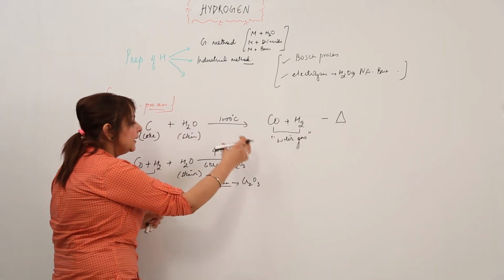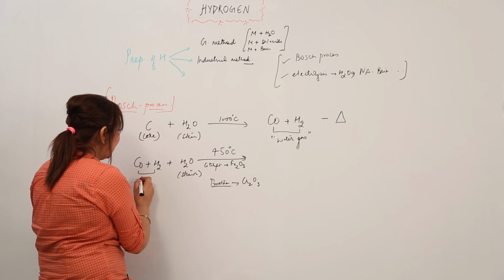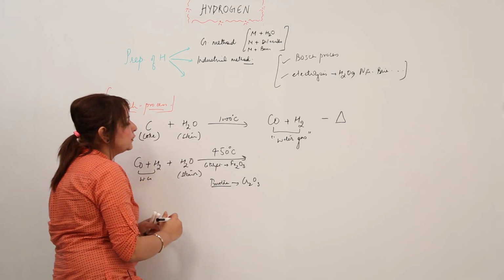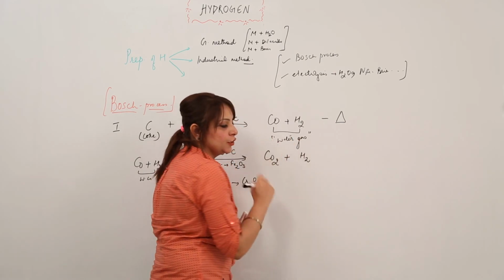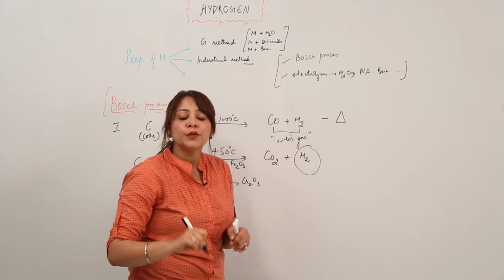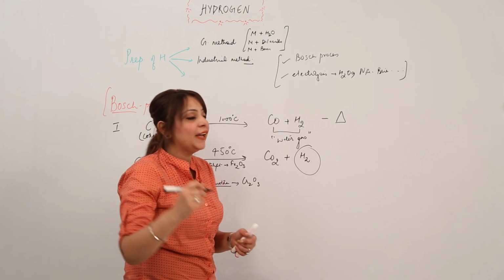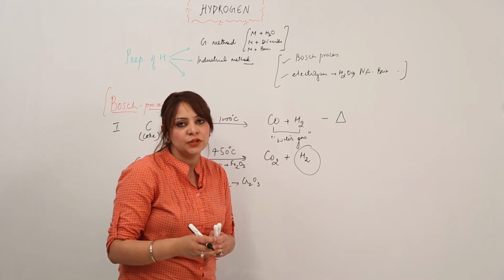And in the presence of these two, this water gas reacts with the excess of steam, leading to the formation of carbon dioxide and hydrogen. So here is our main product which we wanted. That is why we were carrying out these reactions, that is hydrogen, right?